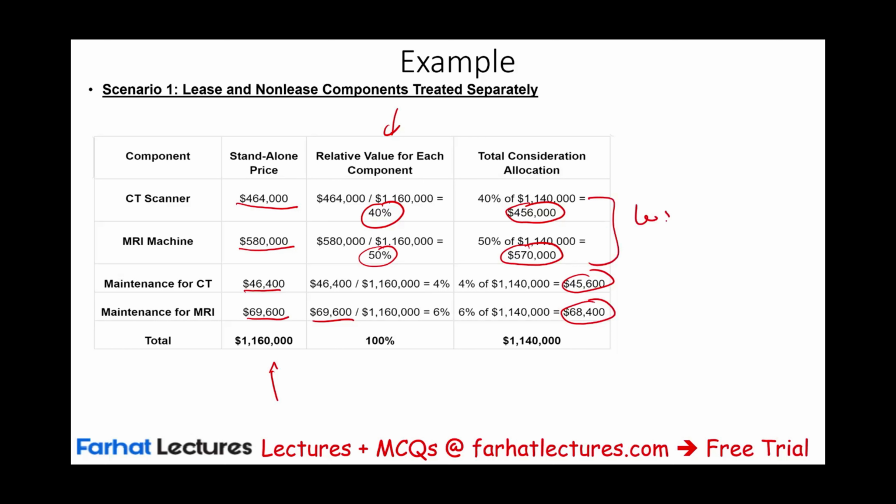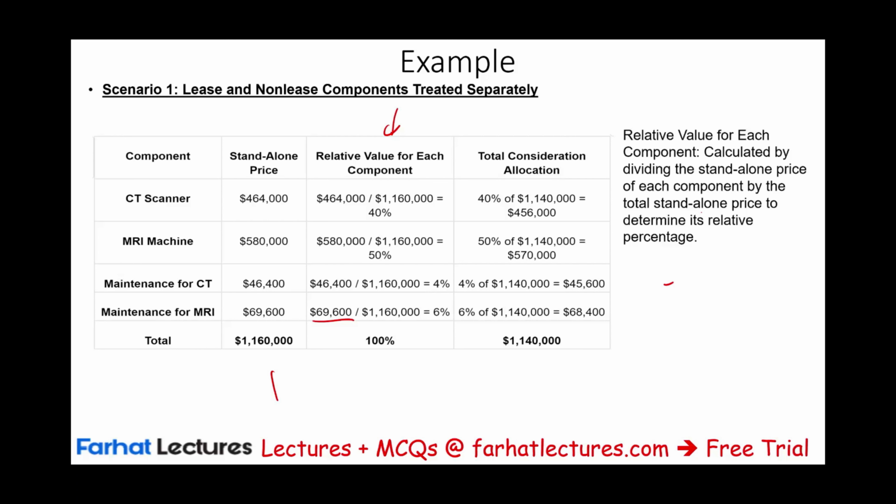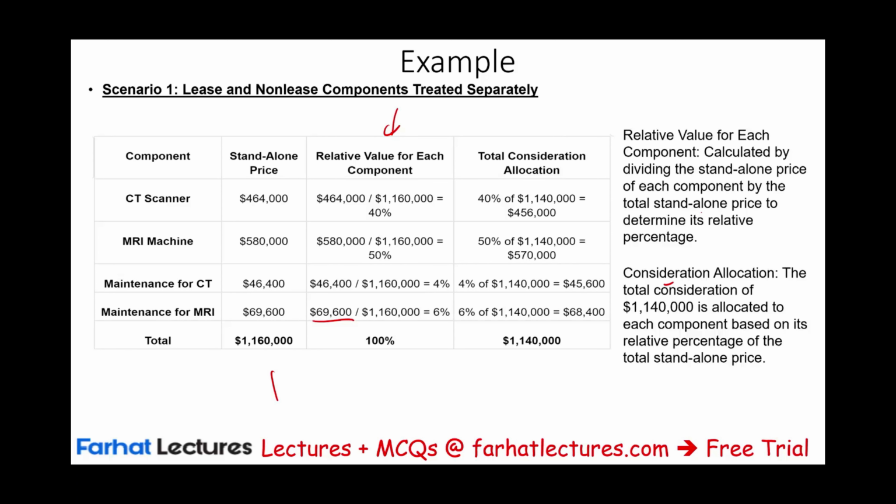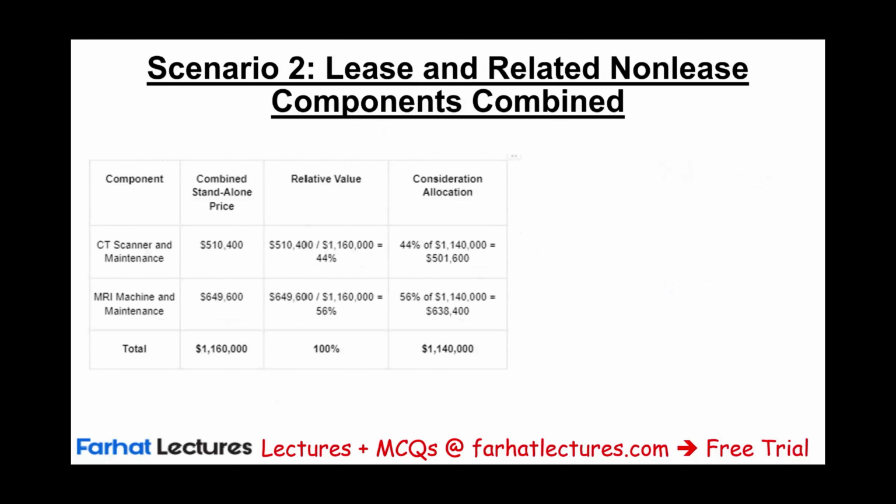So these are basically expense, or the revenue recognition would apply to them. The CT scanner and the MRI machine, we have the leasing rules. Let's take a look now at when lease and related non-lease components are combined. Basically what we're saying here, the CT scanner and maintenance are combined into one, and the MRI machine and the maintenance are combined into another.